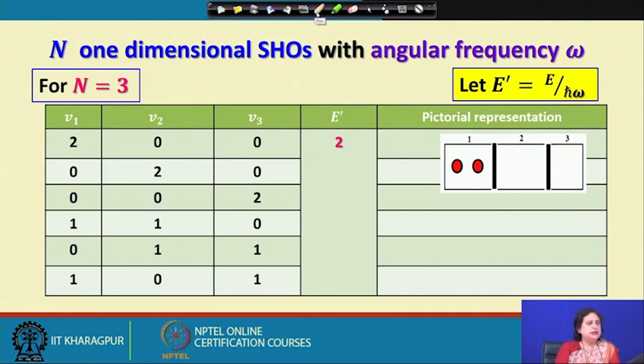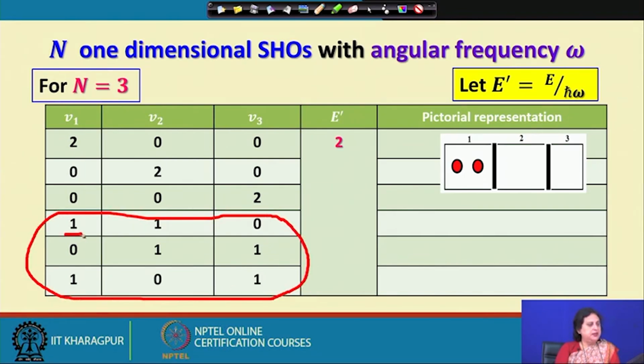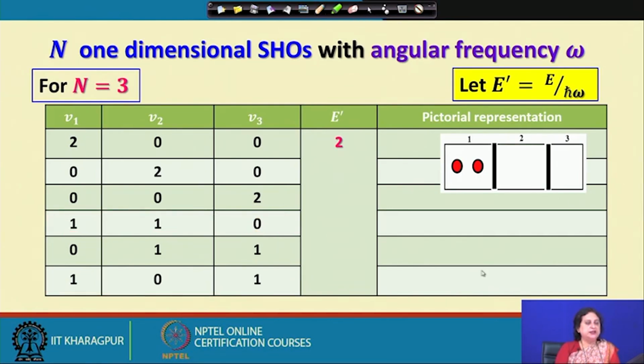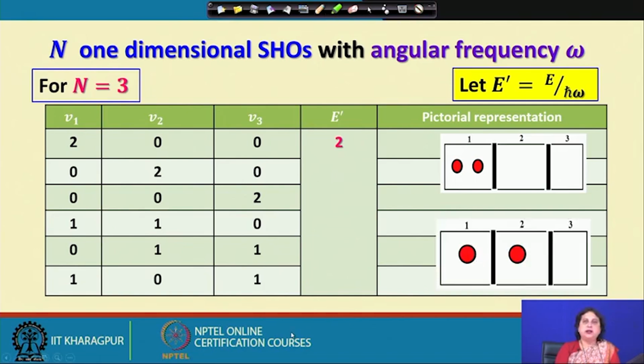Similarly, you can see that these 3 energy states are also similar. They are similar in this way: here you have 2 particles having 1 quantum of energy each, but the third particle does not have any. Under such a condition, the pictorial representation of a typical microscopic state would look like this. Here particle 1 has 1 quantum of energy, particle 2 has another quantum of energy, and particle 3 has none over and above its zero point energy.